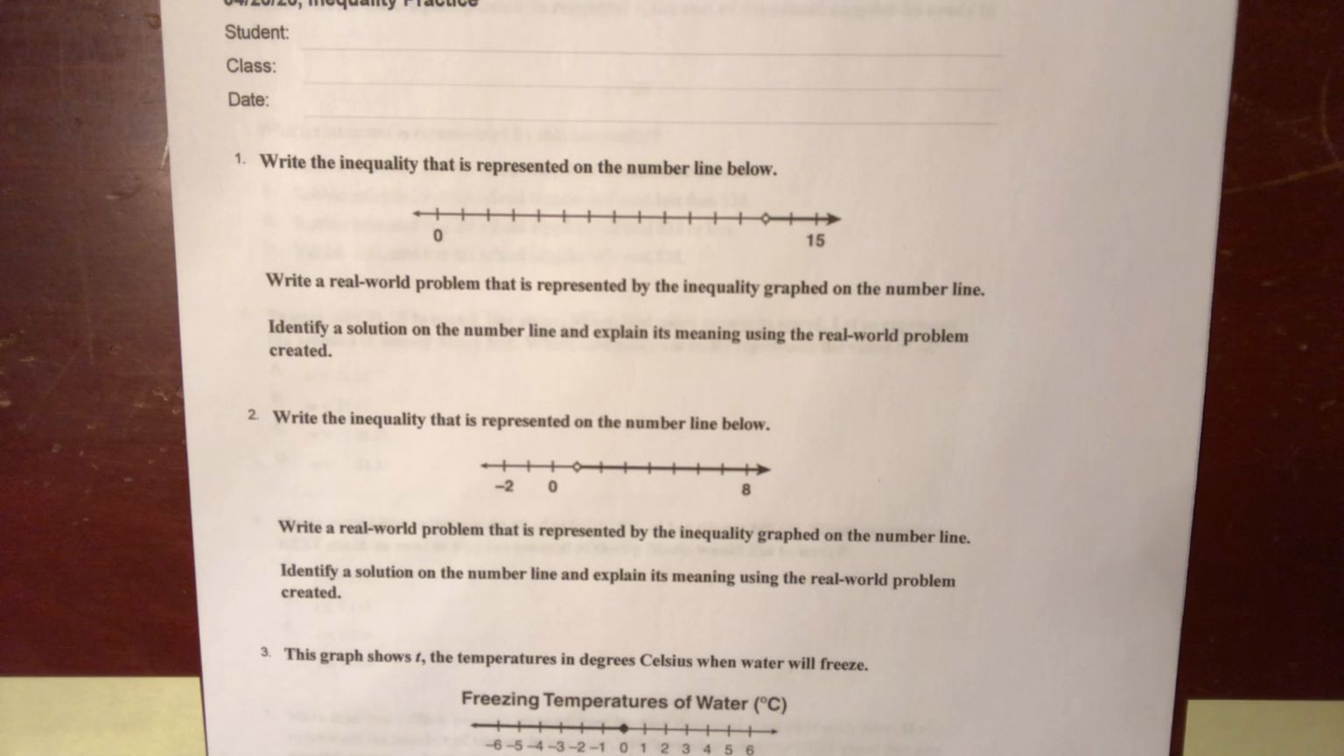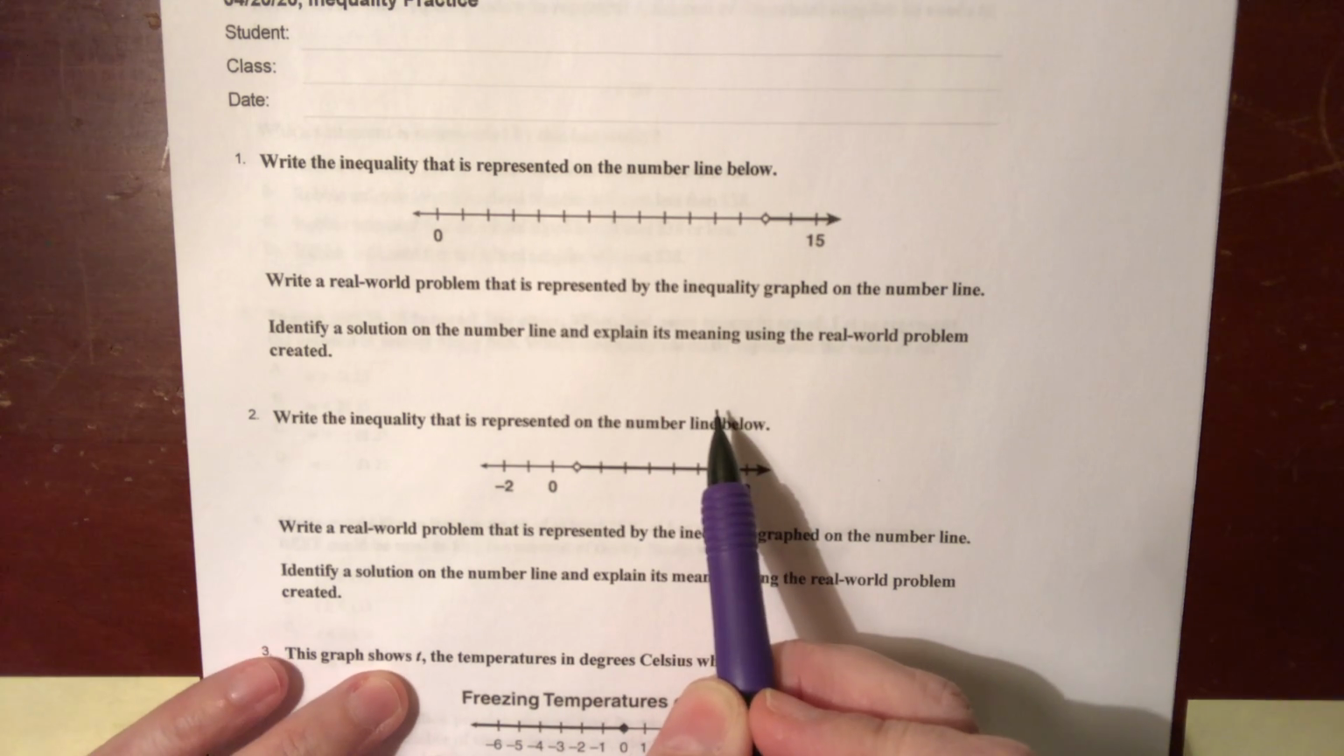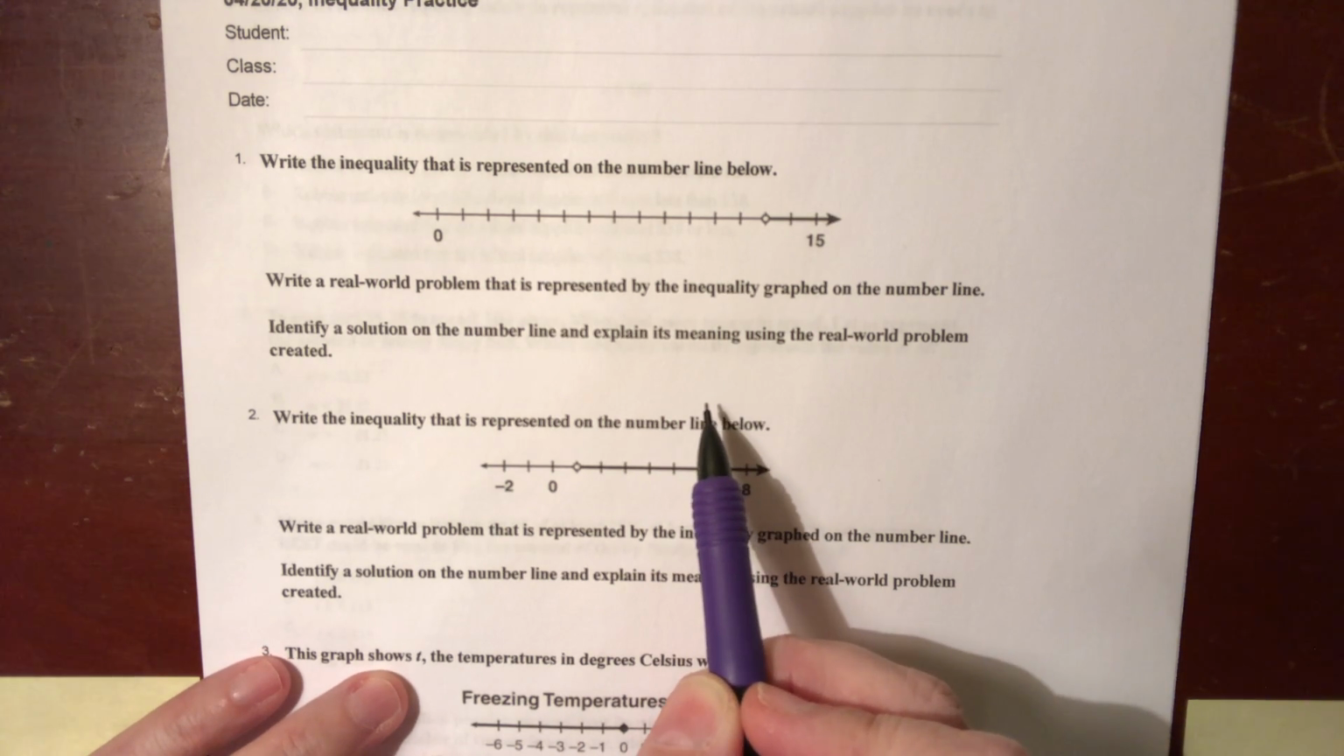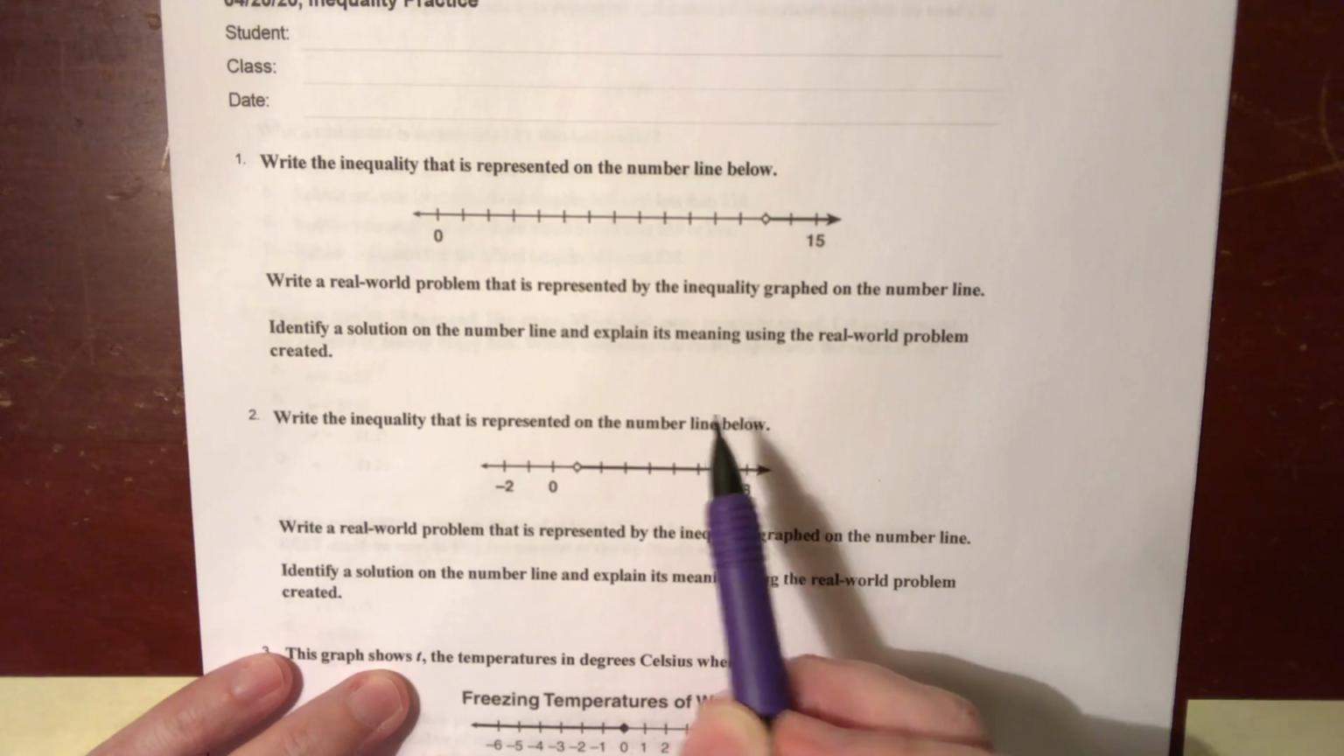All right, so this is my first time going through these questions. So if I make a mistake, I'll try to catch it. If you catch me making a mistake later, let me know. But this shouldn't be too bad. All right, so the first question was write the inequality that is represented on the number line below.